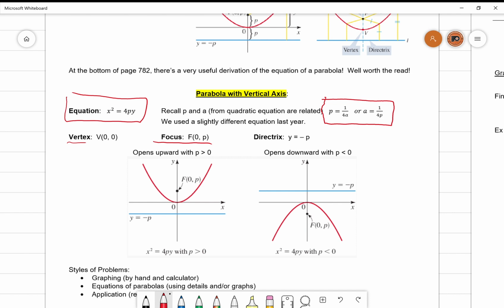The directrix is a line y equals negative p. So it's going to be on the opposite side outside our parabola. And as you can see, it could be above or below depending on whether our parabola opens up or down.